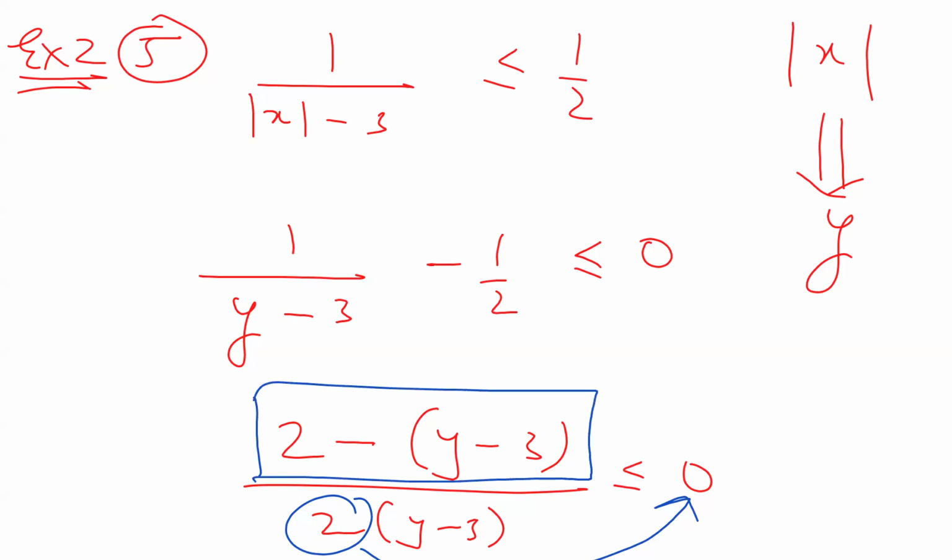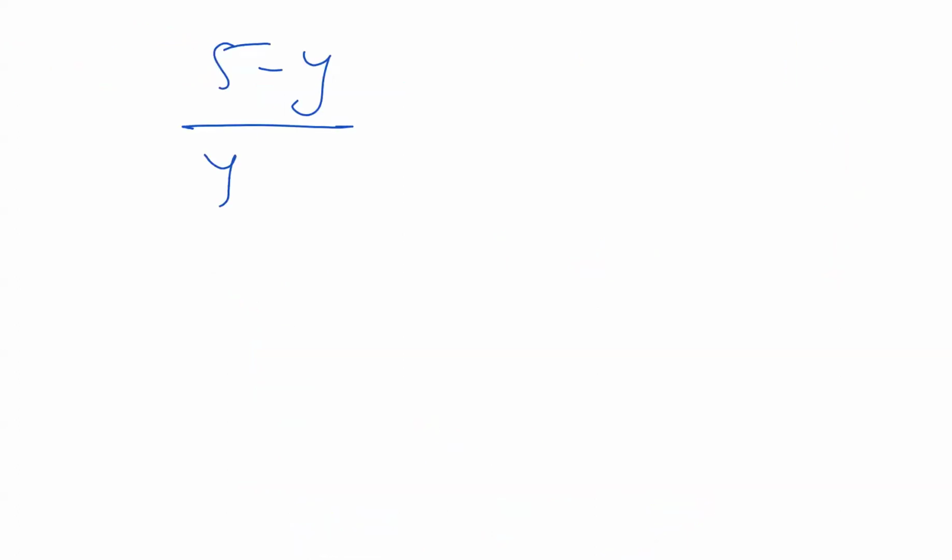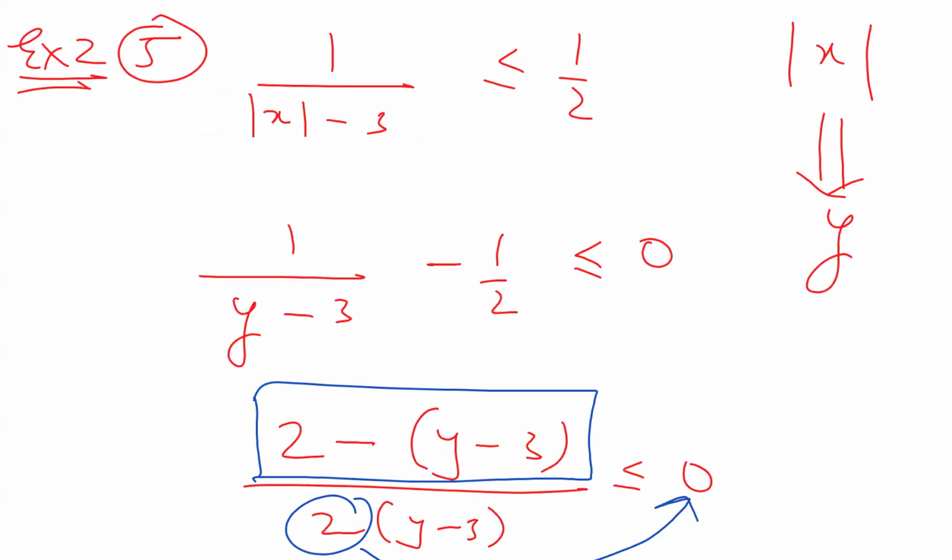And what is the value of this? 5 minus 1. Correct. Good. So 5 minus y upon y minus 3 less than or equal to 0. So two things I have done. I've sent this 2 on the right hand side. No inequality change because we are multiplying with a positive number. And at the top, we have just simplified this.